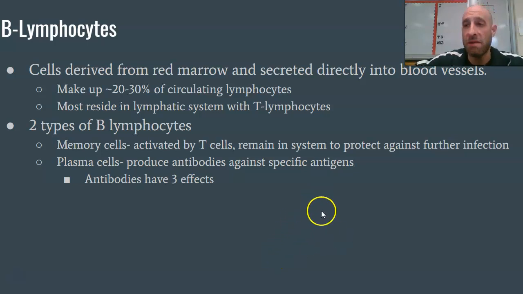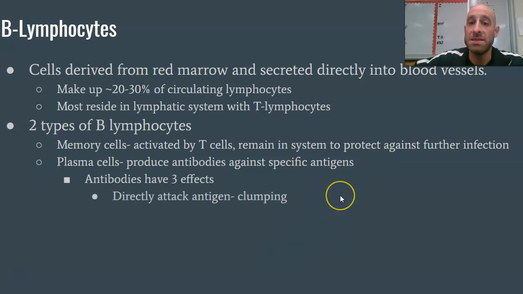And antibodies really have three main effects. The first one is they will directly attack the antigen. So what happens is they clump together. So one antibody can cause a bunch of different antigens to clump together and basically just make it so they can't move. So think of them as glue. So if I have a whole bunch of viruses in an area, the antibodies are going to make them all clump together and not allow them to do what they want to do.